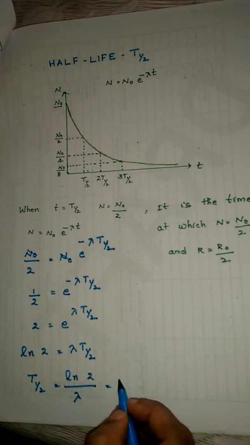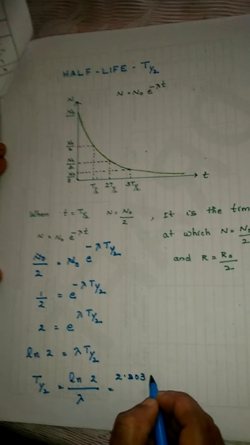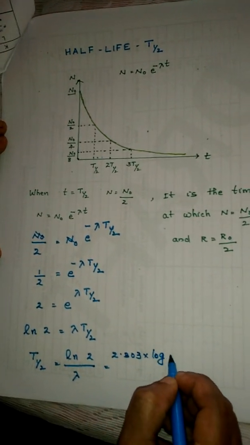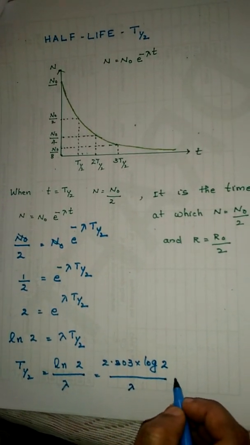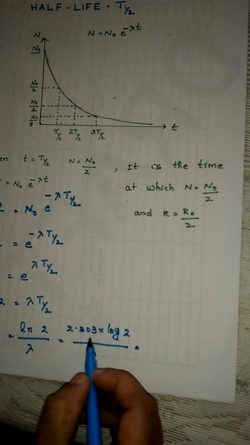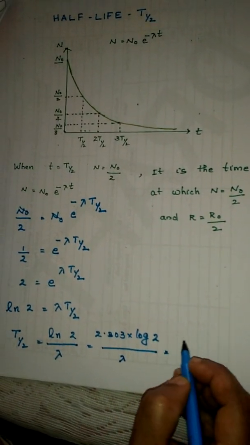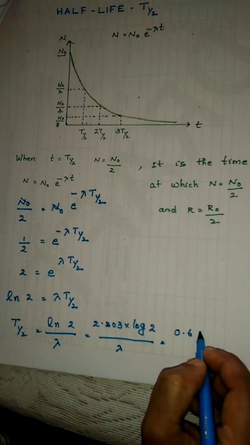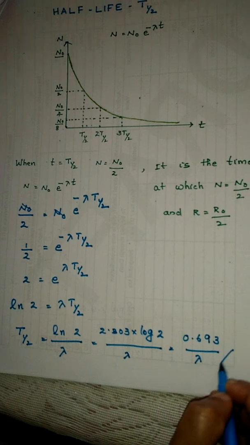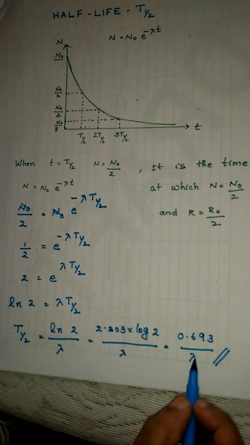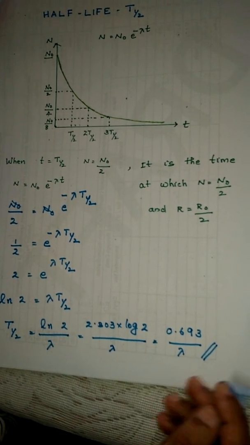Or t half is equal to natural logarithm of 2 by lambda. So let us convert natural logarithm into common logarithm. That is 2.303 log 2 by lambda. And log 2 is 0.301, and let us multiply 2.303 into 0.301. It will be 0.693 by lambda. Or half-life is inversely proportional to decay constant.